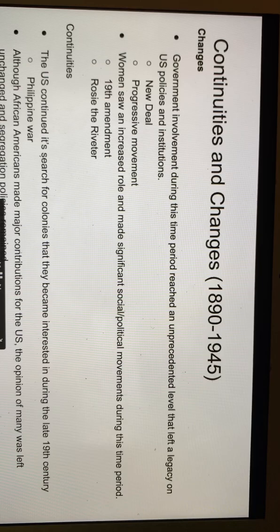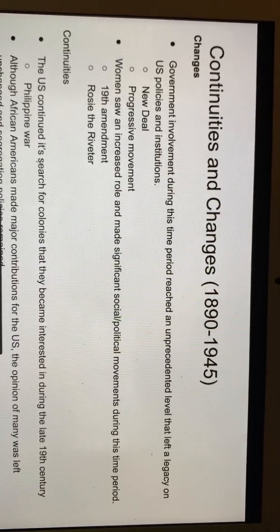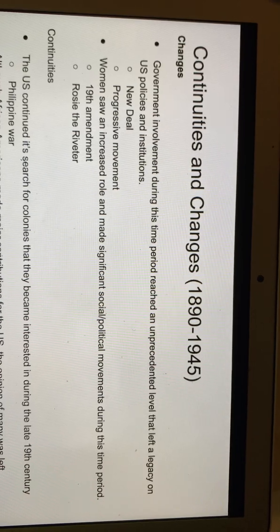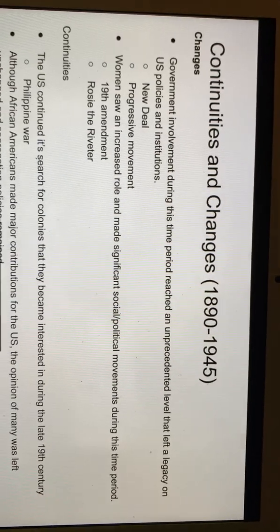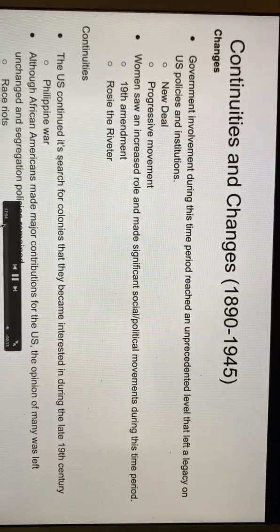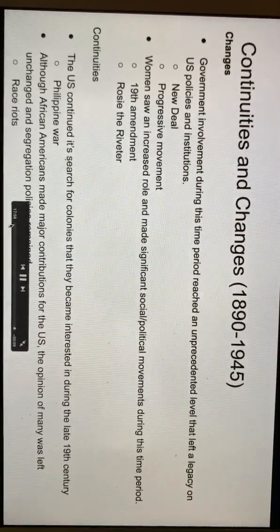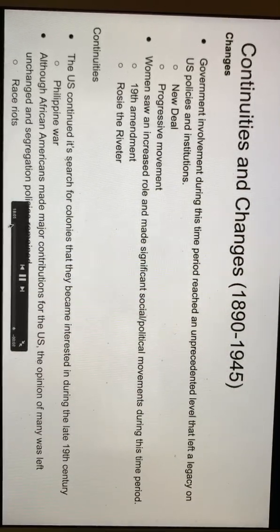Another continuity is that although African Americans made major contributions for the U.S., fighting in wars, etc., the opinion of many was left unchanged and segregation policies remained. This could be seen in the race riots, which left many African Americans and white people dead, but it was just a method of showing the segregation that occurred in prior time periods as well.